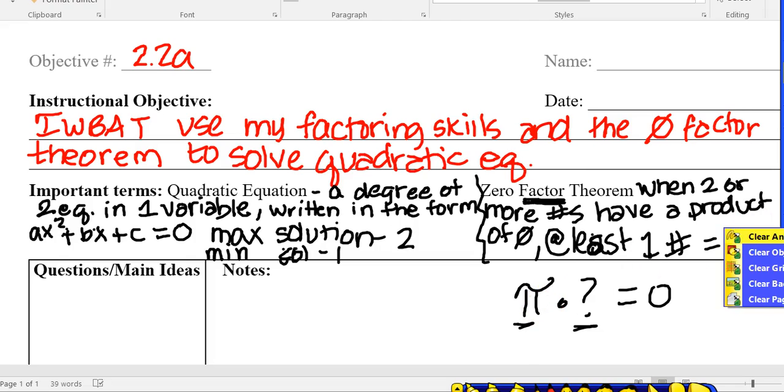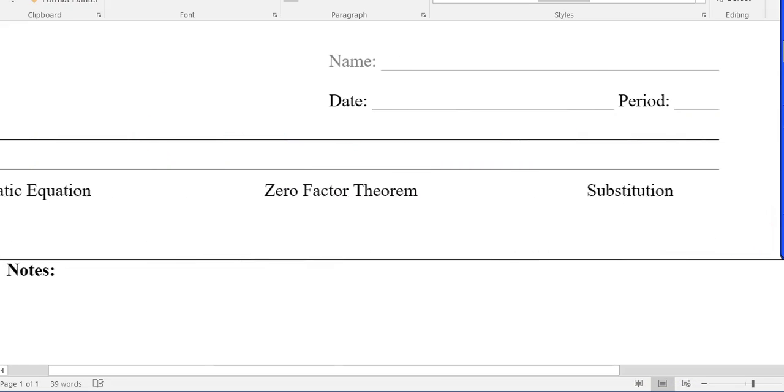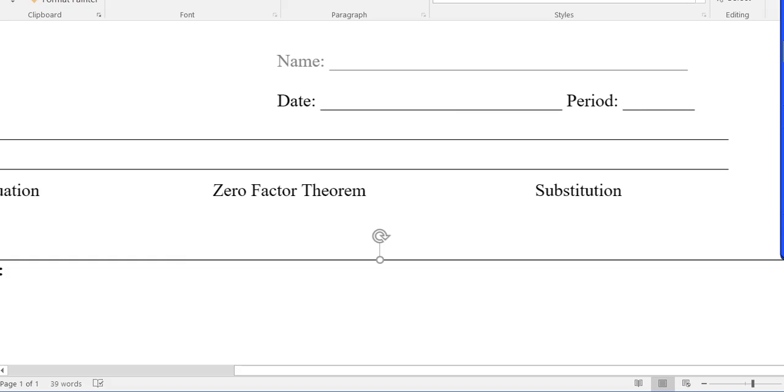Okay, the last term that you don't see there on my screen but is on your notes is substitution. And we're going to be using substitution today in the last two problems. So substitution is just replacing one thing with another thing. That's substitution.